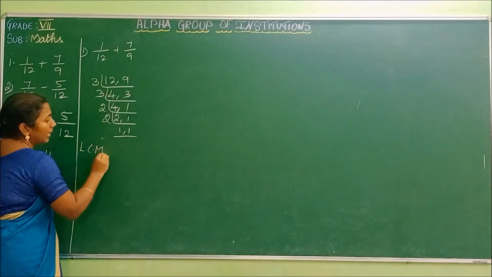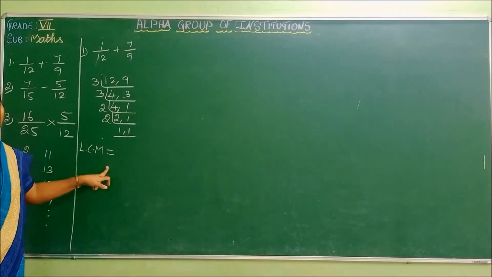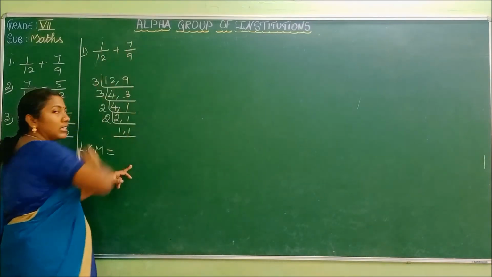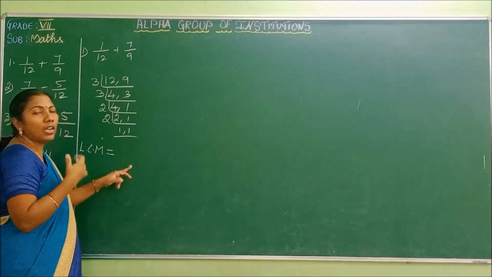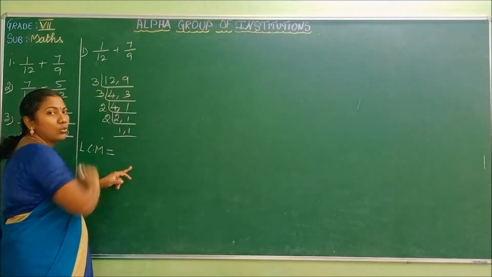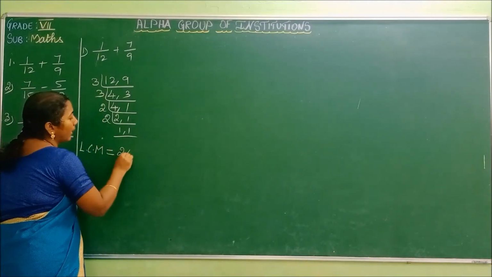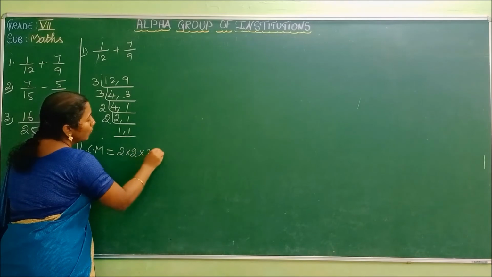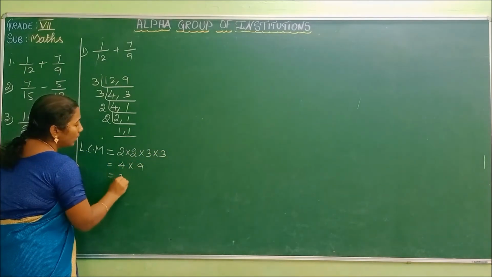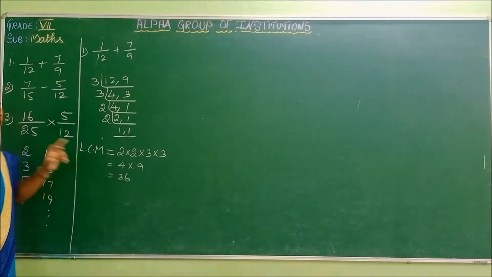Now we are going to find the LCM for these two denominators. Why are we going to find the LCM? By finding the LCM, we are going to convert the given two fractions into like fractions. Why are we converting the given two fractions into like fractions? Because we have to add these two fractions. Okay. So how can we find the LCM? By multiplying these factors. So 2 into 2, 3 into 3. 2 2s are 4, 3 3s are 9. So 9 4s are 36. So the LCM of 12 and 9 is 36.